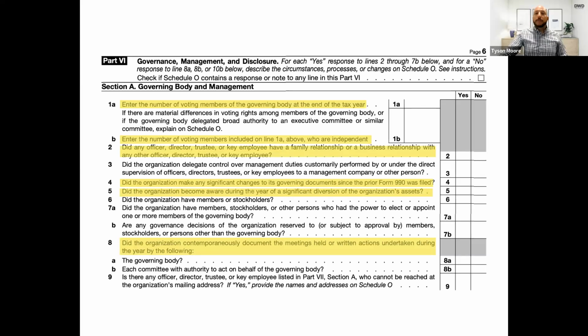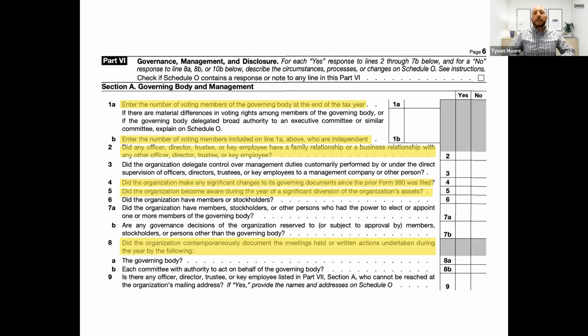Line 2 asks about family and business relationships within the board of directors. So you probably need to ask your board if they have any type of relationship with other board members or with the CEO or executive director. So we're looking for either family relationships or business relationships. And so maybe you have two board members that own a business together or manage a business together.